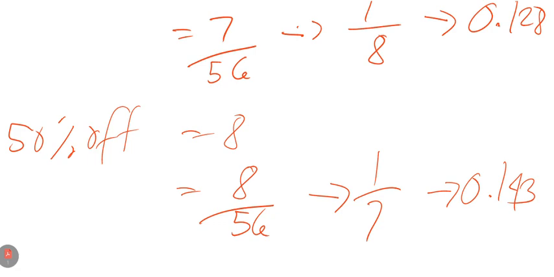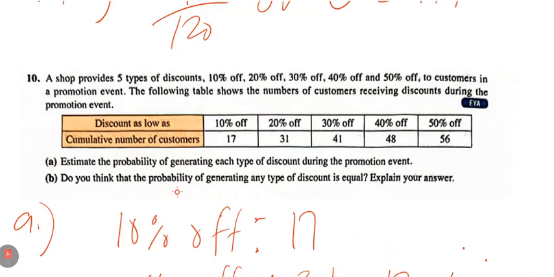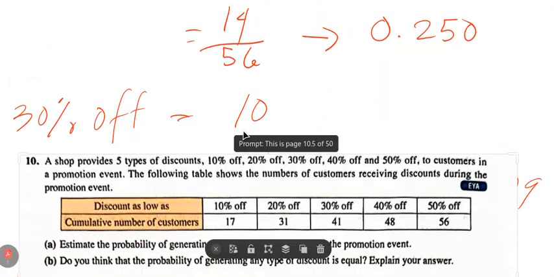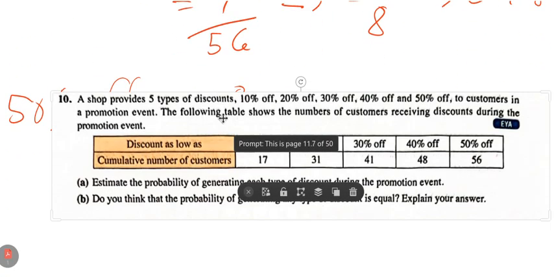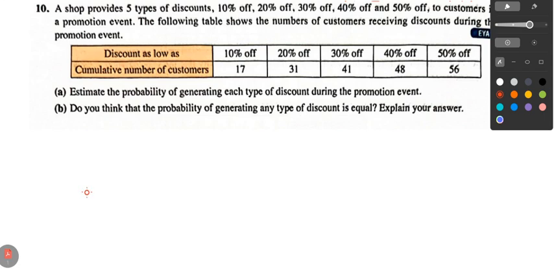This breaks down all the numbers. Now moving on to question B. The B question states: do you think that the probability of generating any type of discount is equal? Explain your answer. So the answer would be no.